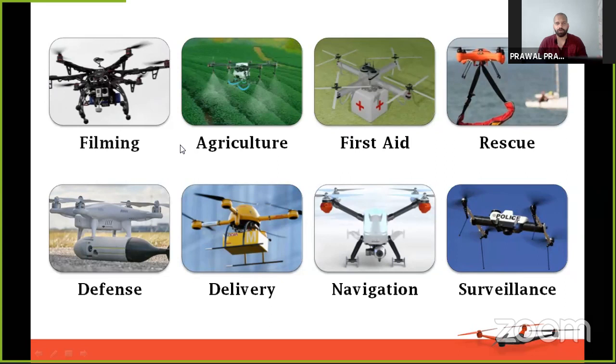In defense, I already talked about the movie Uri, and many things we are doing using drones in defense. Then delivery: you might have heard that Swiggy and Zomato got approval from the government to use drones to deliver food items at your home. Then navigation, like police and army, these people are using drones for the purpose of navigation and surveillance.